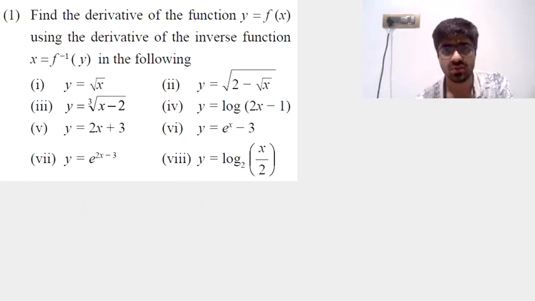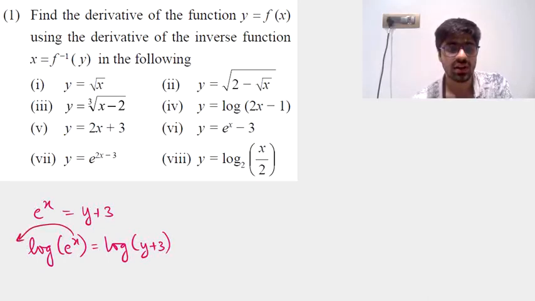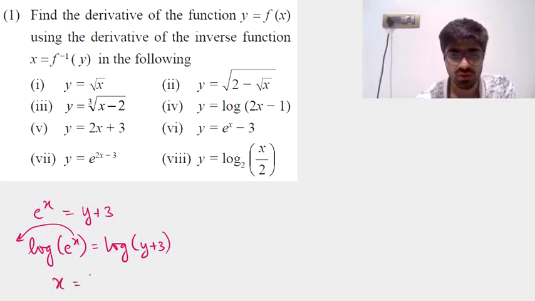Continuing with the further question, we have y as e power x minus 3. So e power x is going to be y plus 3. Take a log on both the sides. So you have log of e power x equals log of y plus 3. E power x, right? So you can take that x outside and say that the left hand side will be x into log e. Log e is going to be 1. So we have x into 1, which is x, equal to log of y plus 3.